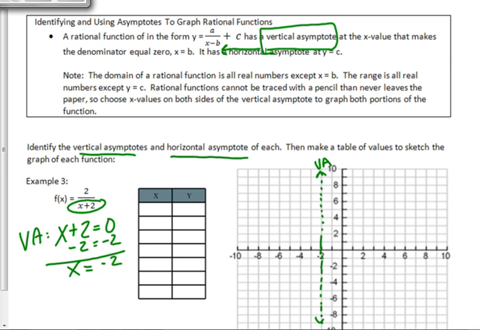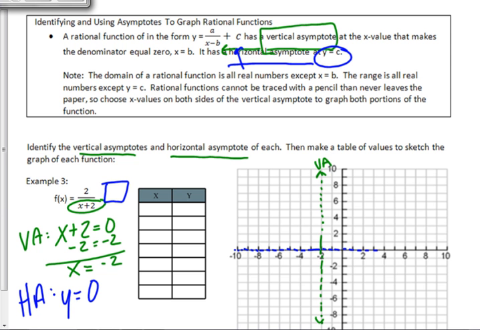Next, I would find my horizontal asymptote. My horizontal asymptote, right here, is y equals c. There's your c value. So I look over here, and this equation does not have a c value. There's nothing there for c, so my horizontal asymptote is going to be y equals 0. Where y equals 0, it crosses the y-axis at 0. So I'm coming across right here, right across that axis. And this would be my horizontal asymptote. This will help you graph that rational function.